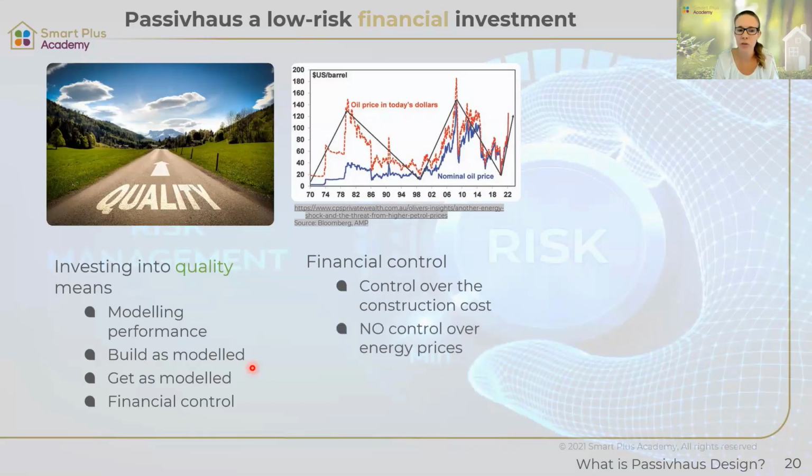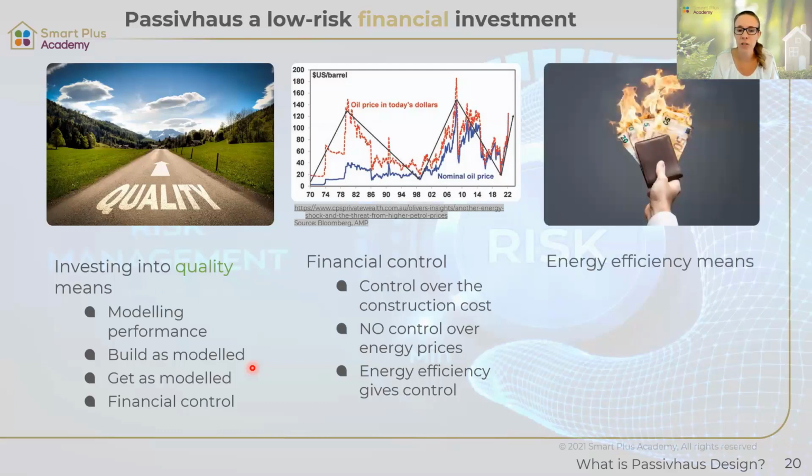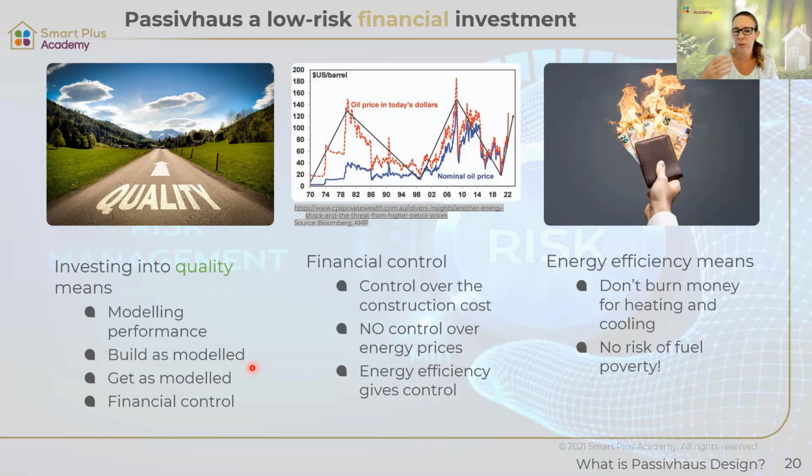But we never have control over the energy prices. We don't know what they're going to do in the future. But energy efficiency gives us control, because if our conditioning is only 10% of what we had before, then we're not so influenced by the rising and dropping prices that we have at the moment. Energy efficiency means that we're not burning our money for heating and cooling, and that we have no risk of fuel poverty. Fuel poverty is where we can't pay our energy bills anymore, and that doesn't happen so much with Passivhaus. And we have comfort with a clear conscience.